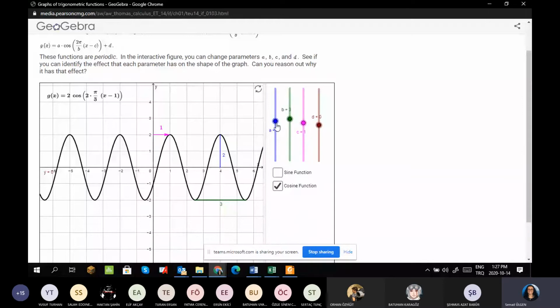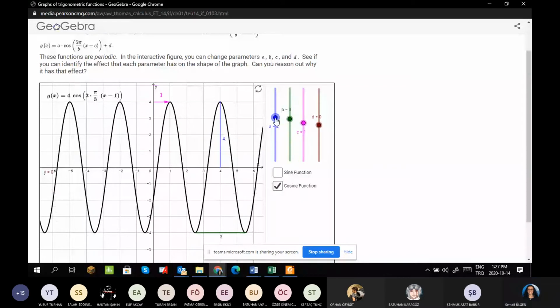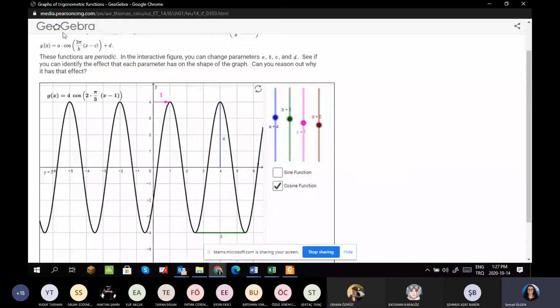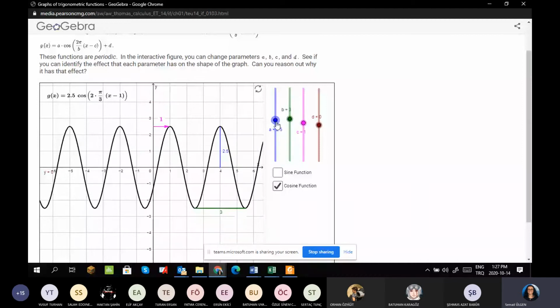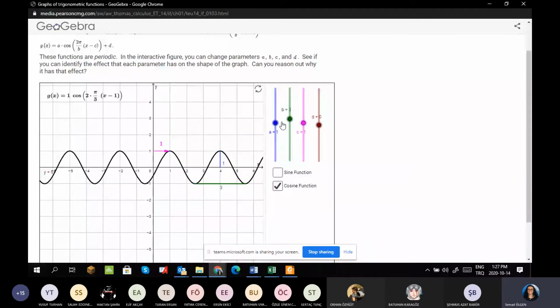Let's see what this blue color is related to. The blue color is a, which is 2. It's the height of this for the cosine. You are stretching vertically. This is a, right? A is doing the vertical stretching. Let's move it back here. Okay, original.